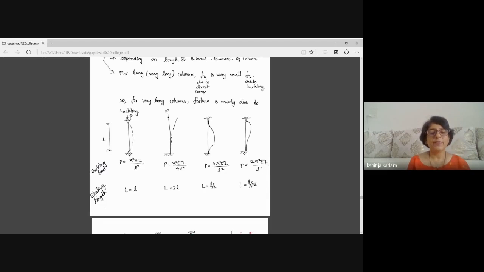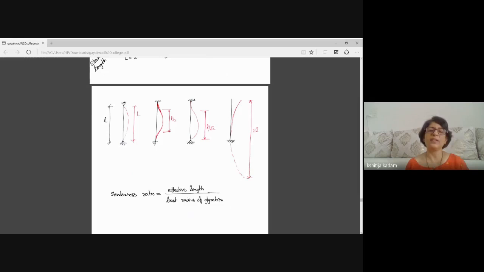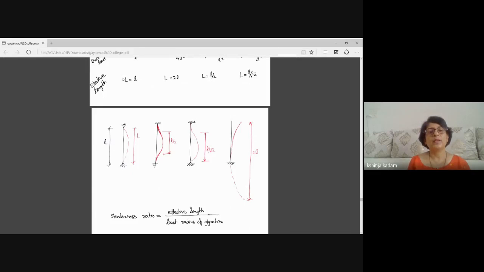Then a new concept is added: effective length. You can see the effective length for all these four types of supports is different. What is effective length? Let us understand properly here. In short, effective length is the length which deflects from its original shape. So if both the ends are simply supported, the column will buckle like this dotted line. The entire length of the column is buckling. So you can see that effective length capital L is equal to actual length small l.